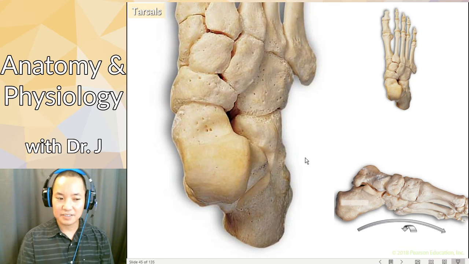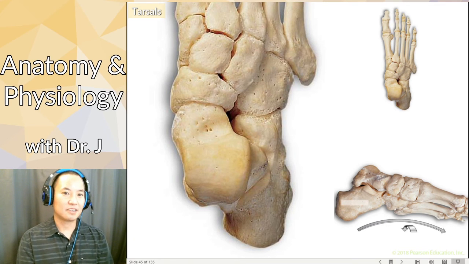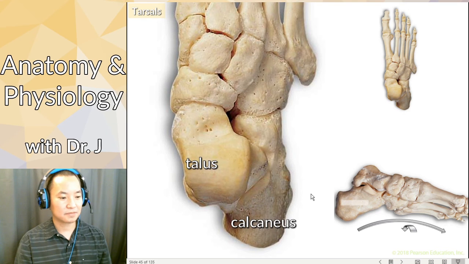All right, so it's kind of hard to see here, but compared to your 8 carpal bones, there are only 7 tarsal bones. So 8 in the wrist, 7 in the foot. So in terms of tarsal bones.